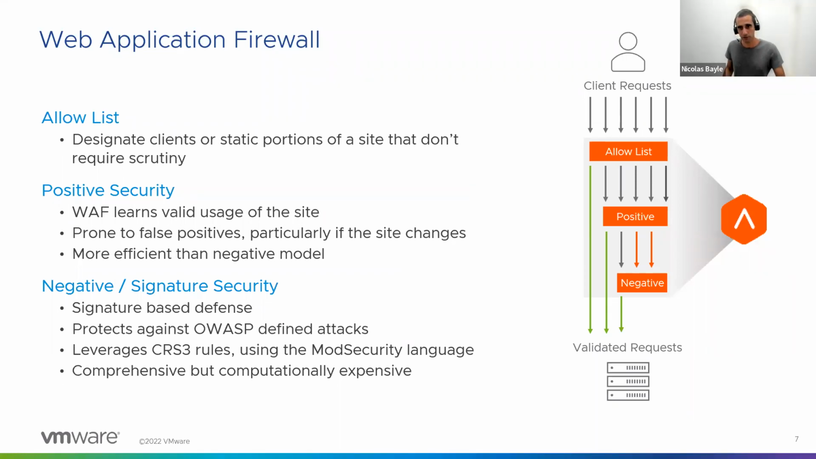We have different steps coming from the client here. You see, a client is sending a request to your application. So at the end of the day, if everything is fine, the client request will go through different steps. The first step is the allow list, right?